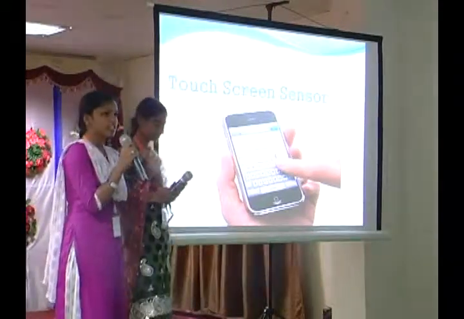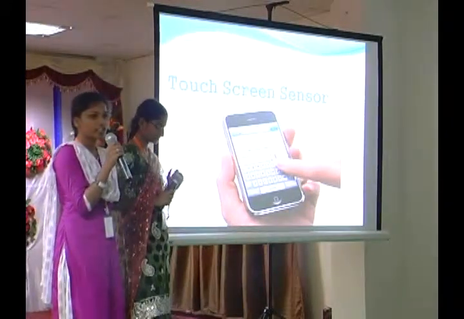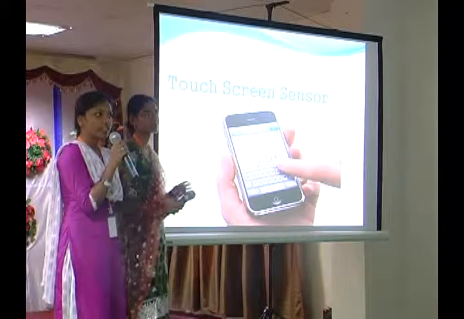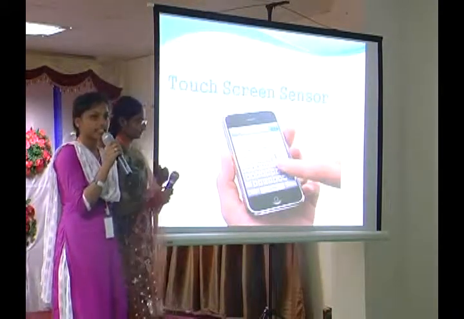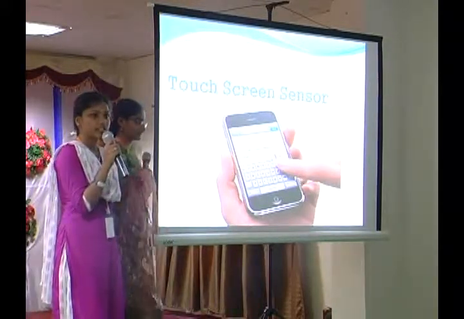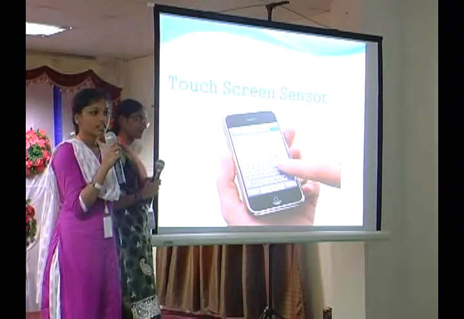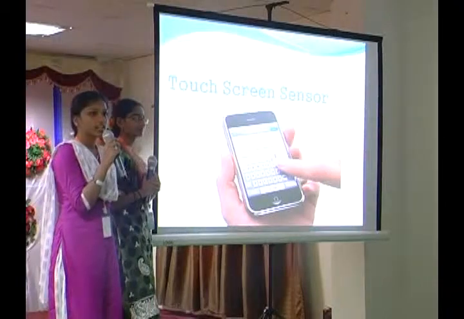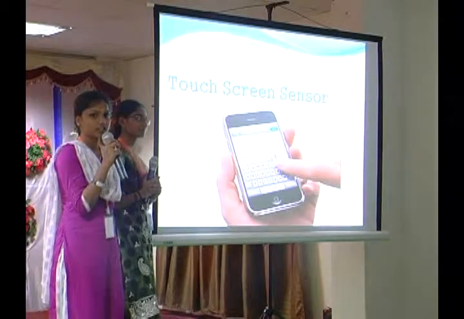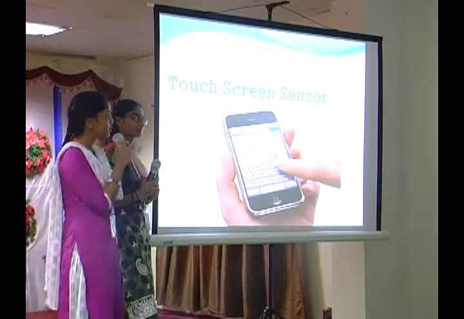We know that nowadays the mobile plays a very important role in our life. Many people are very willing to buy touchscreen mobiles. Is anyone willing to say what kind of touchscreen mobile you are using? It's okay. It's a good chance for us to share some information about touchscreen sensor.